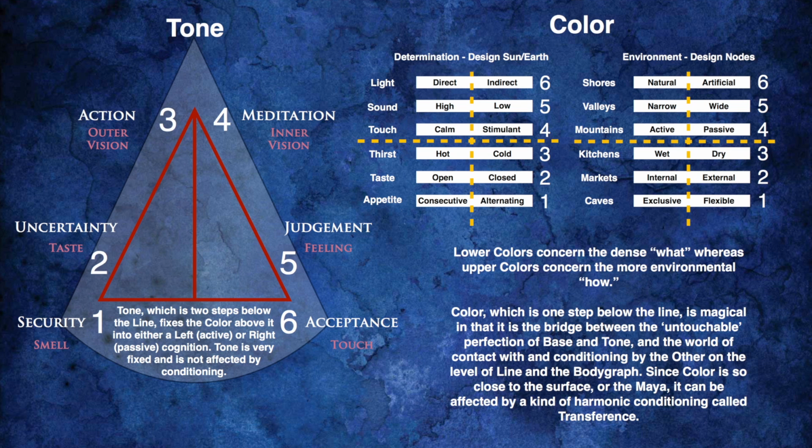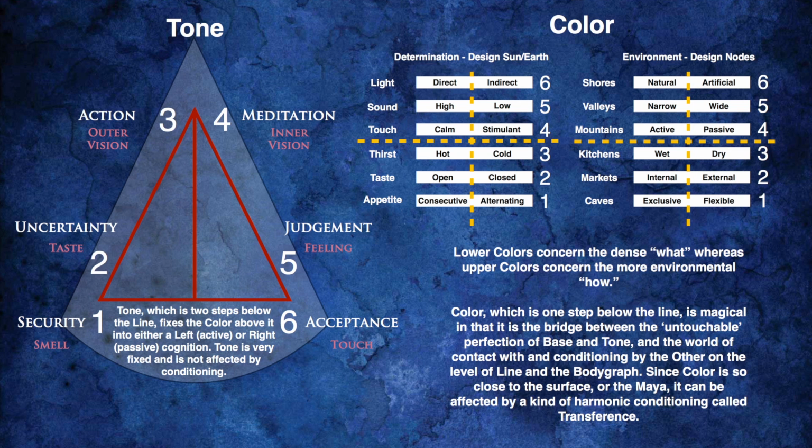Now, each hexagram has 6 lines, but within each line you have 6 colors, and within each color you have 6 tones, and within each tone you have 5 bases. But like I said, we're just going to be focusing on tone and color. As you can see, what I have written about tone is that tone is 2 steps below the line and fixes the color above it into either a left, active, or right, passive cognition.